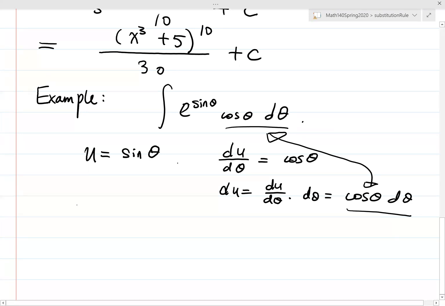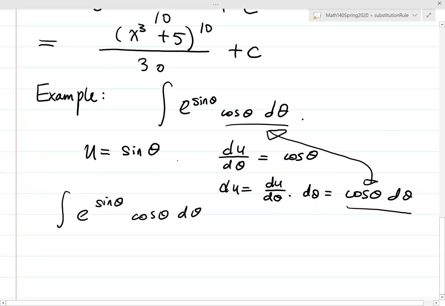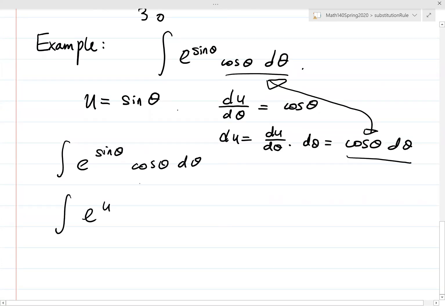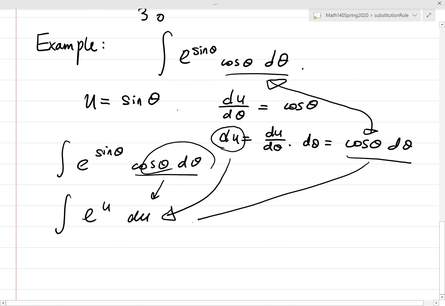So then we substitute. We substitute sine theta by u, so we get e to the u. Now cosine theta d theta becomes du. So we get e to the u du.